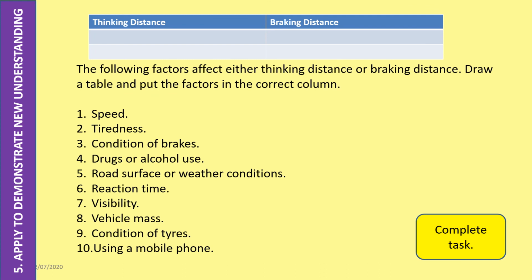As a review of the material that we've covered in this lesson, can you draw a table in your books and label the 2 columns thinking distance and braking distance? All of these factors either affect your thinking distance or your braking distance. So you just need to draw the table and put each of the 10 factors in the right column.